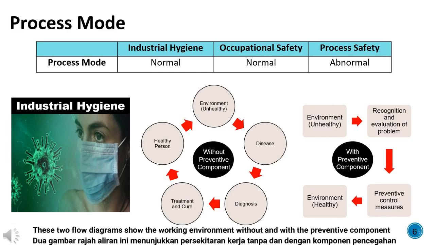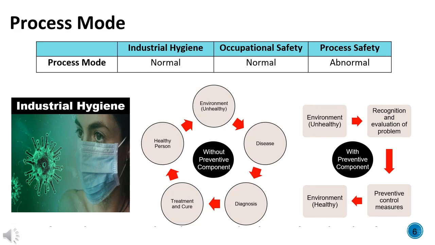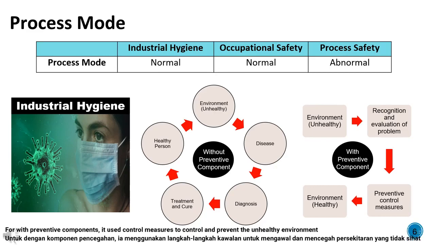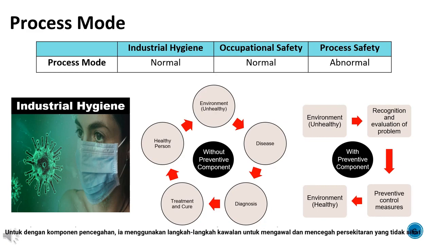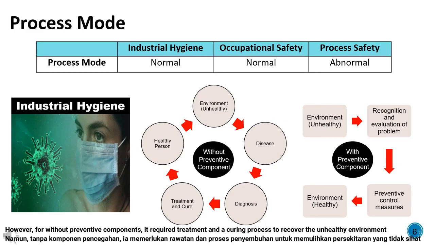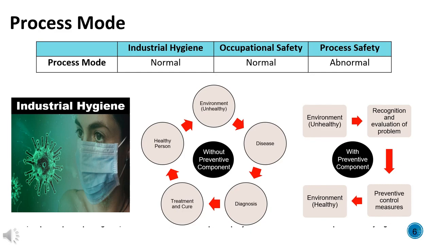These 2 flow diagrams show the working environment without and with the preventive component. For with preventive components, it uses control measures to control and prevent the unhealthy environment. However, for without preventive components, it requires treatment and a curing process to recover from the unhealthy environment.